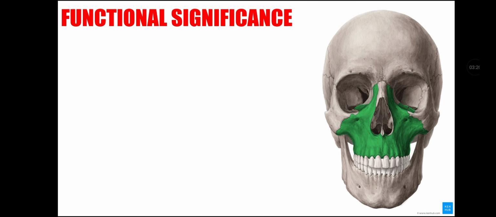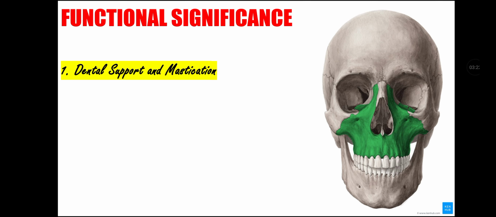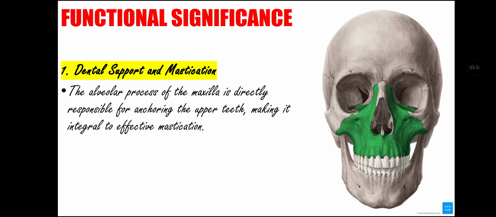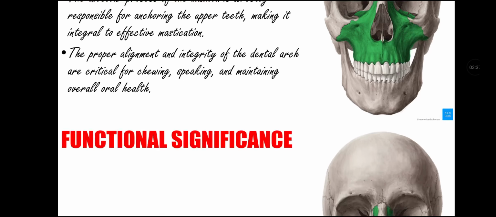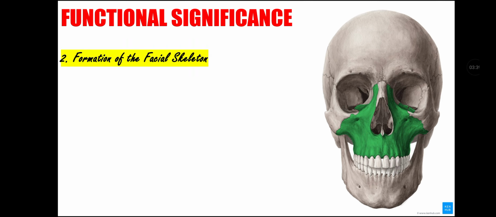Now let's talk about the functional significance of the maxilla. First is dental support and mastication. The alveolar process of the maxilla is directly responsible for anchoring the upper teeth, making it integral to effective mastication. The proper alignment and integrity of the dental arch are critical for achieving speech and maintaining overall health. Further talking about functional significance, there is the formation of the facial skeleton.